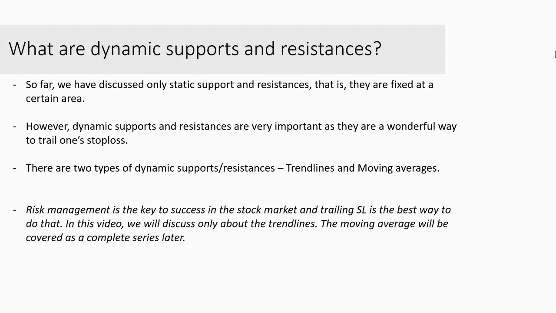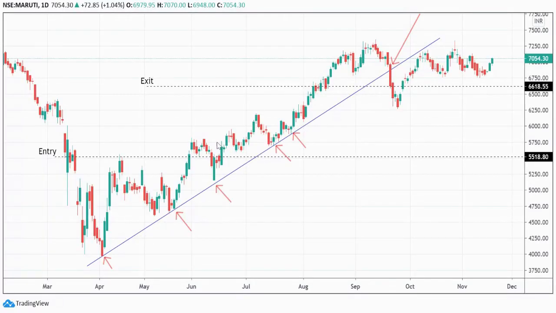There are two ways in which this can be done, that is using trend lines and moving averages. In this video, we will talk only about trend lines. The moving average series will be discussed later and we will consider all the aspects of moving averages under that. Let's look at some examples.